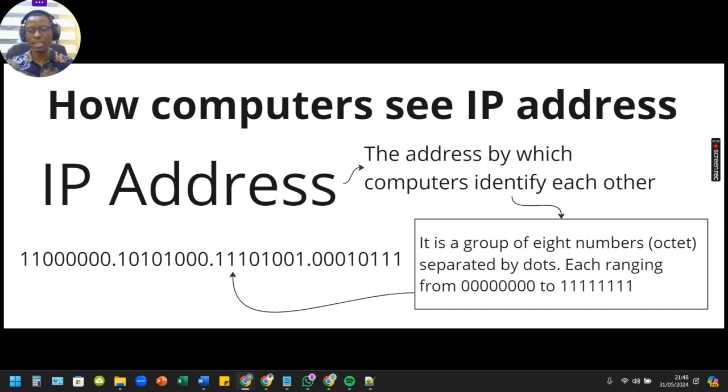It's a group of 8 numbers, usually ones and zeros because it's binary. It's called an octet, separated by dots, and the binary in that octet is what is converted to the decimal that we human beings understand. So it can range from 8 zeros to 8 ones, 8 ones being the maximum and 8 zeros being the minimum. So now let's move on to the next.